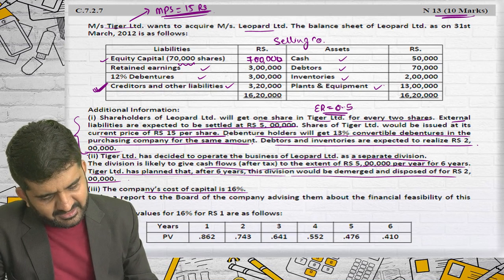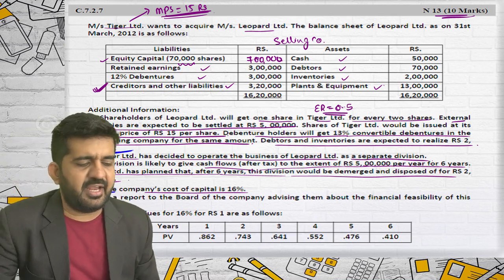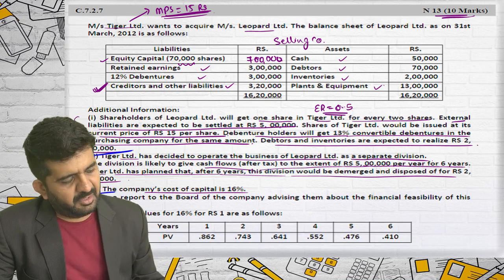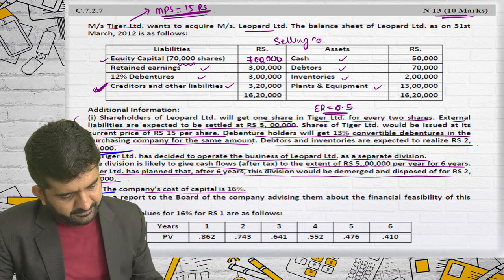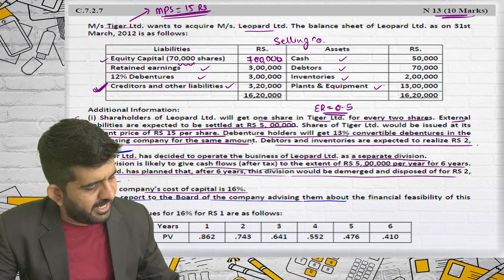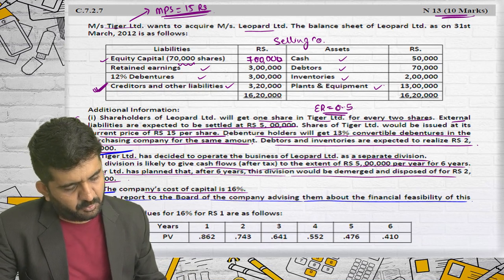The company's cost of capital is 16%. I think by the second and third points, I can find out the value of Leopard Limited by the present value of future cash flow method. Make a report to the board of the companies advising them about the financial feasibility of this acquisition.